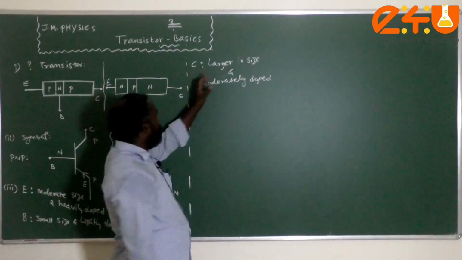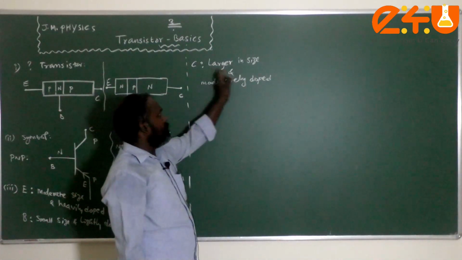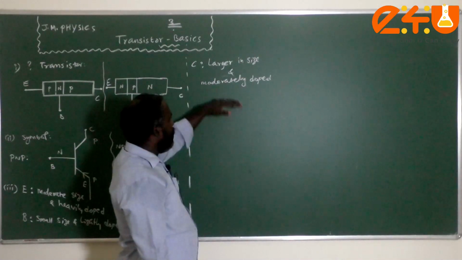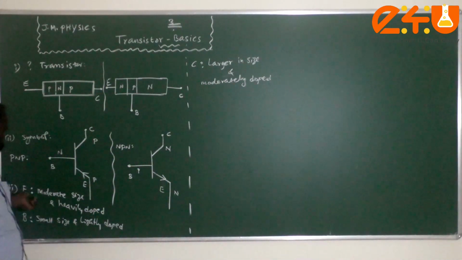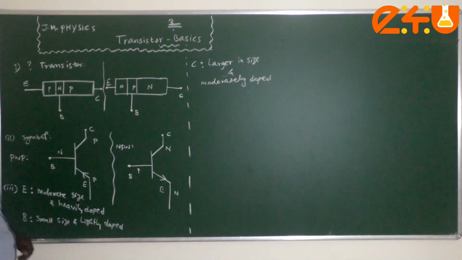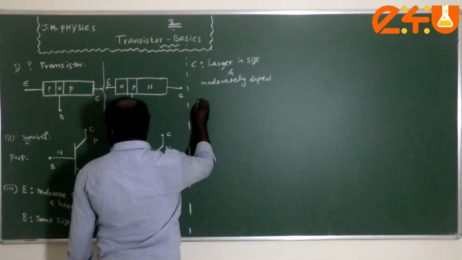Since the collector is collecting the majority carriers coming from the emitter terminal, it is made larger in size and moderately doped. So this is the explanation about the different regions in the transistor: emitter, base, and collector.